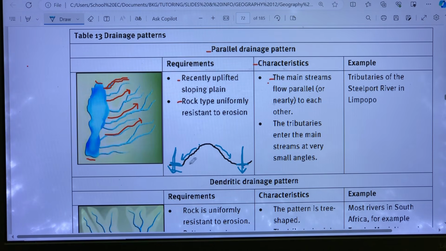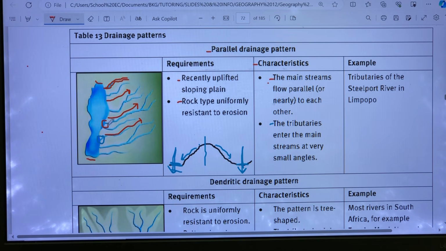Or they are near to each other, so they are divided by this slightly uplifted area, okay? So the tributaries enter the mainstreams at very small angles. As you can see, this is a small angle, okay? At very small angles. That's how it goes.